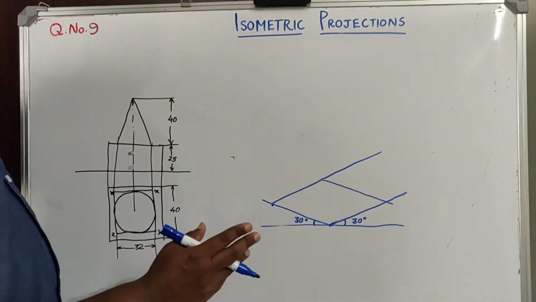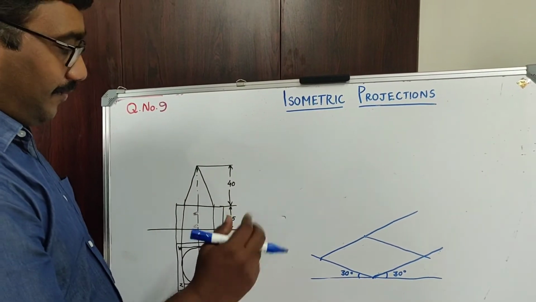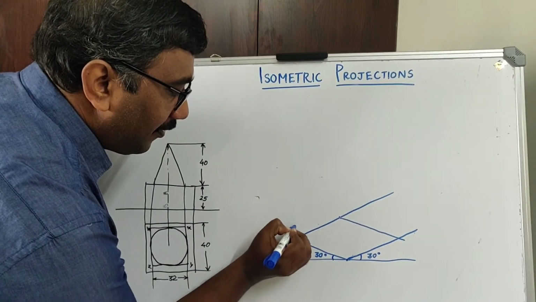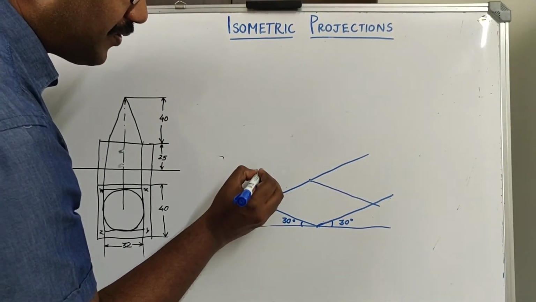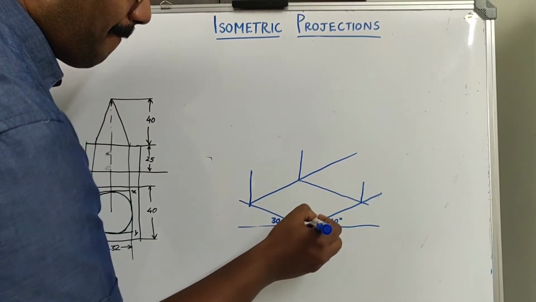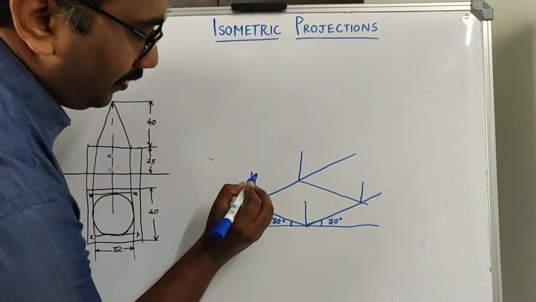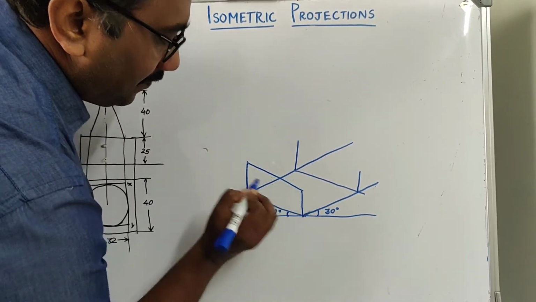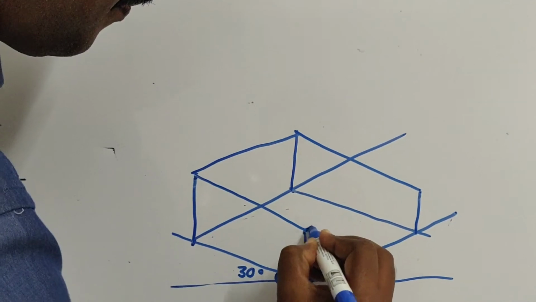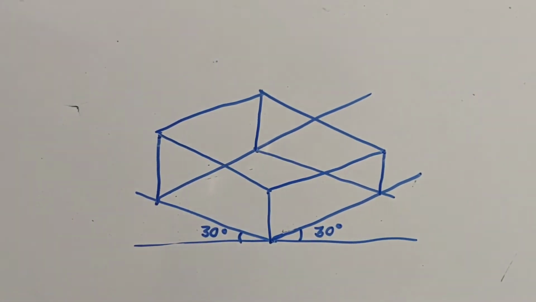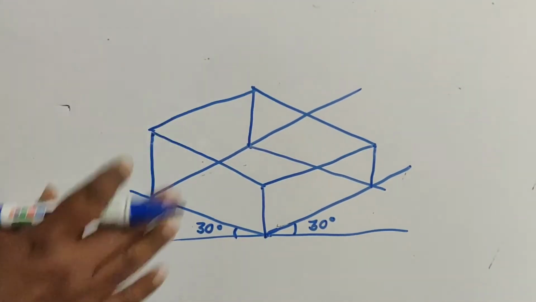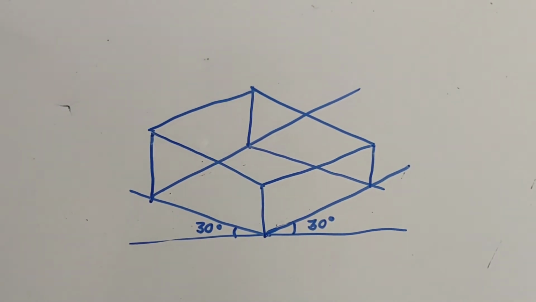Already we have drawn the square prisms many times. Now the height is 25. So from here 25 mm you can measure. From all the corners you can take 25. So you can connect all this. Okay, you got that part. So the square slab is over, but we need the combination of solids.